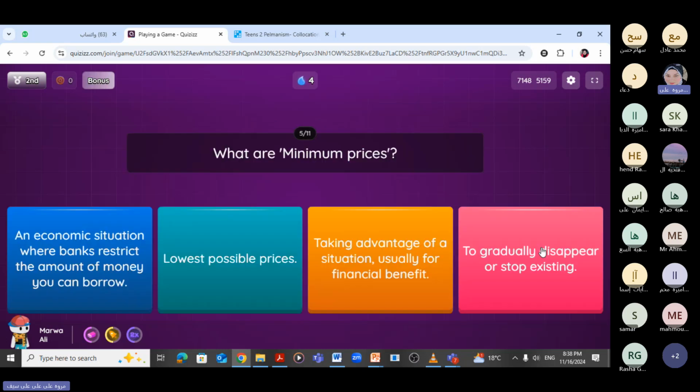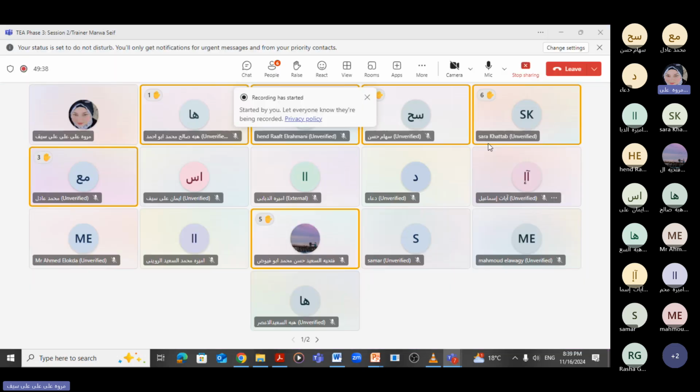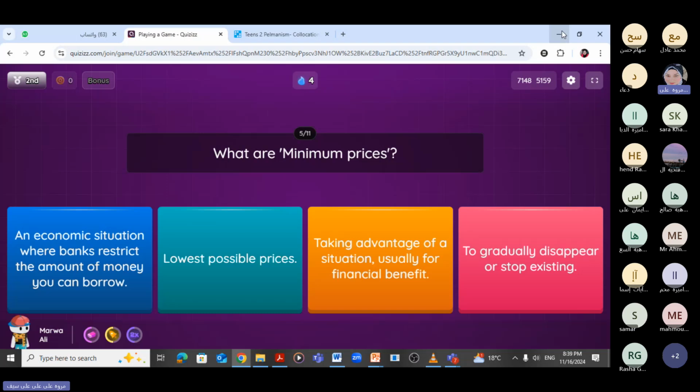What are minimum prices? Does it mean an economic situation where banks restrict the amount of money you can borrow, or lowest possible prices, or taking advantage of a situation usually for financial benefit, or to gradually disappear or stop existing? Raise your hand if you'd like to answer. Let me check raised hands. I have Miss Yahim Hassan raising her hand. Go ahead, Miss Yahim.